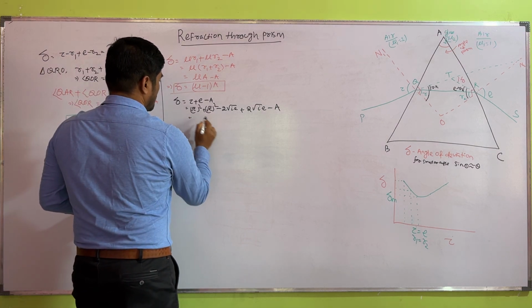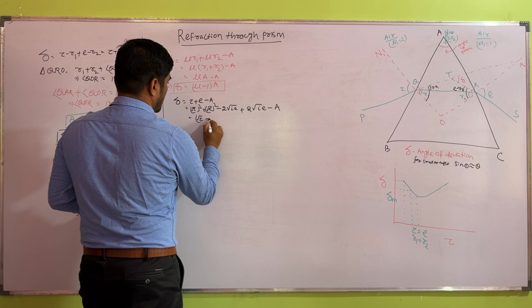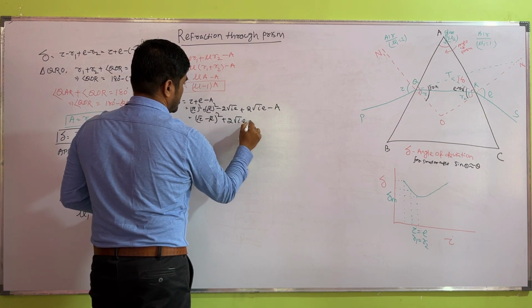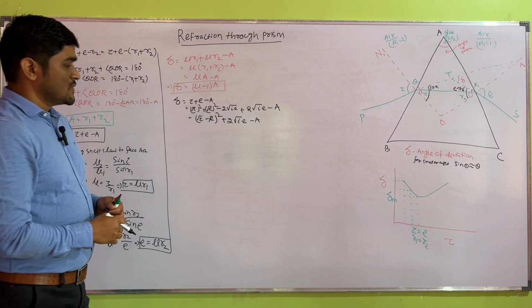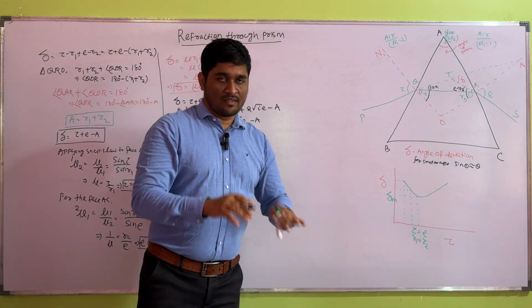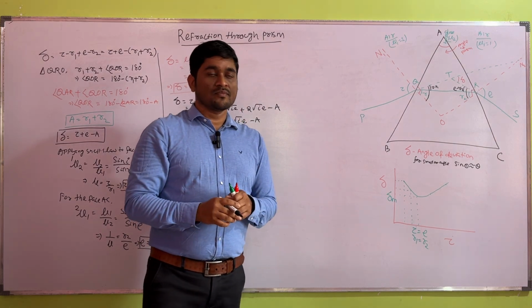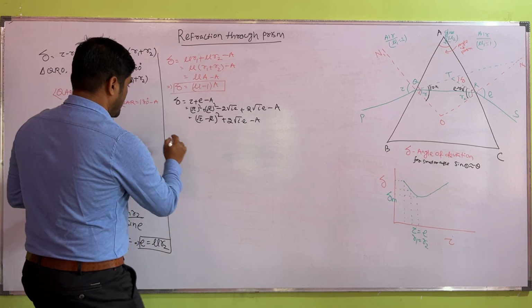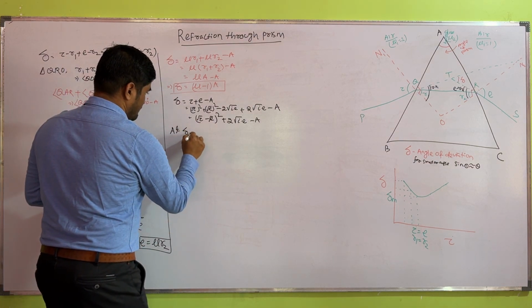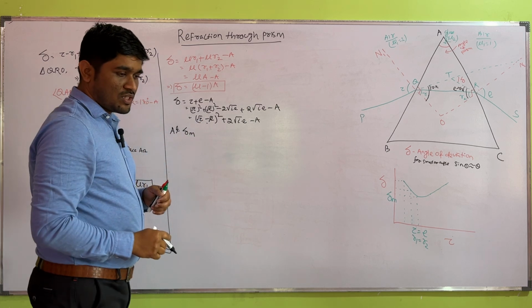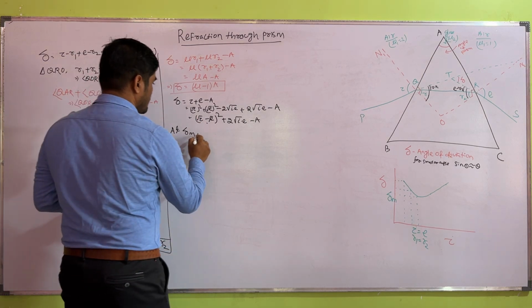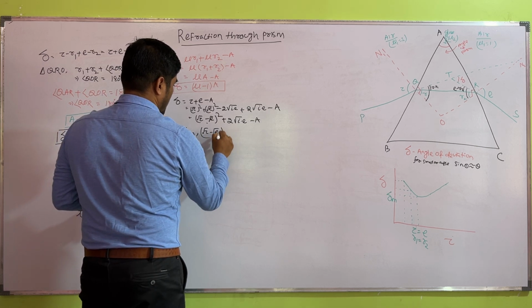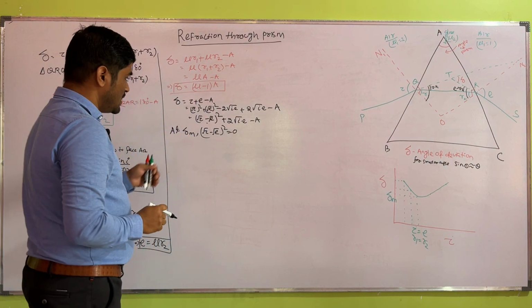Then this will be root I minus root E square plus 2 root I E minus A. And this is the case for minimum deviation. The angle of deviation will be minimum. For the minimum value, del m, we can take this one equal to 0, that is root I minus root E square, the minimum value.